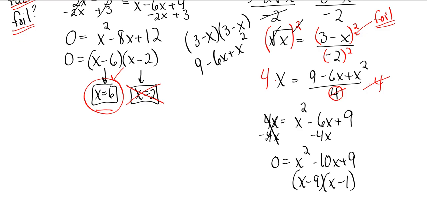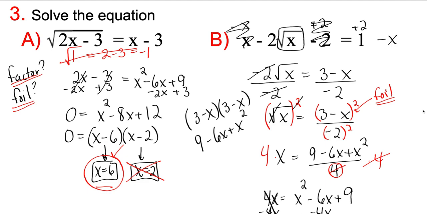x minus 9, x minus 1. So my two answers are, we set them both equal to 0. We get x equals 9 and x equals 1. And we need to check them. Okay, we need to check those two answers. So 9 and 1. We got to go all the way back up here.